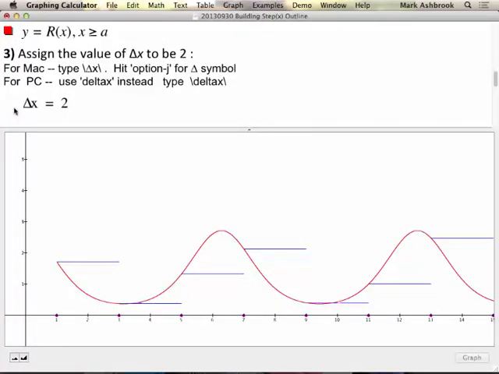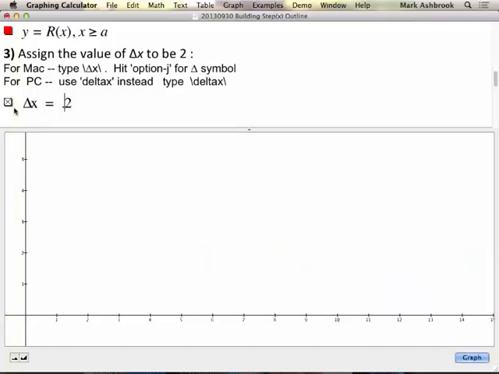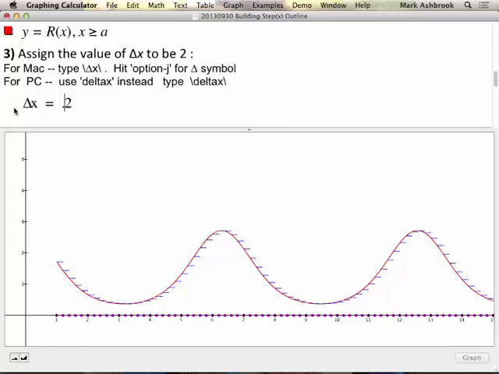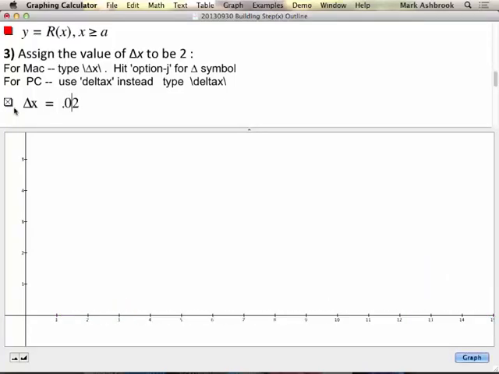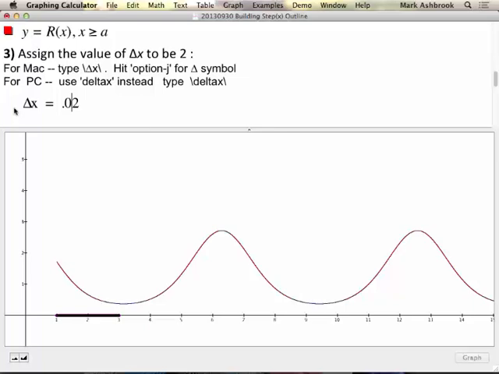Now here's the beauty of this. Just let me show you one more thing. This is super cool. Watch. If I take delta x now and make it 0.2, it's going to be dynamic. Everything changes automatically. I can take delta x and make it 0.02. Now watch this. I'm going to turn off the original rate graph.